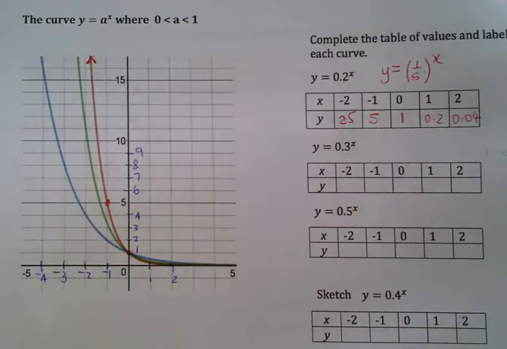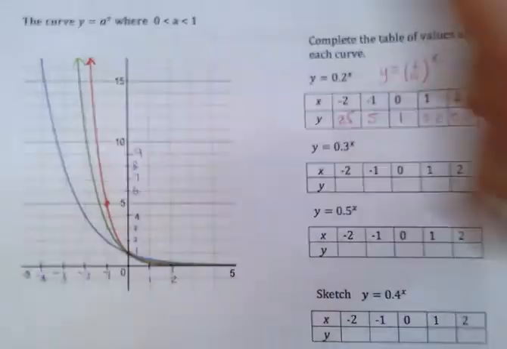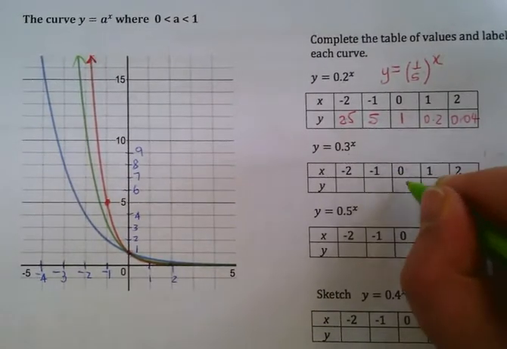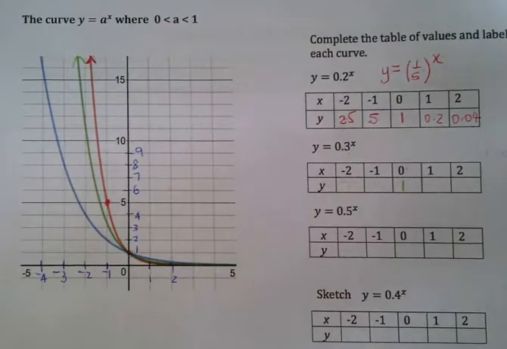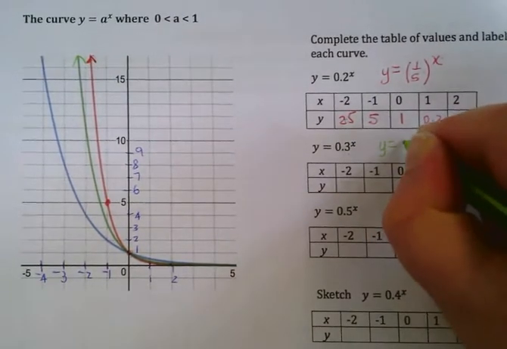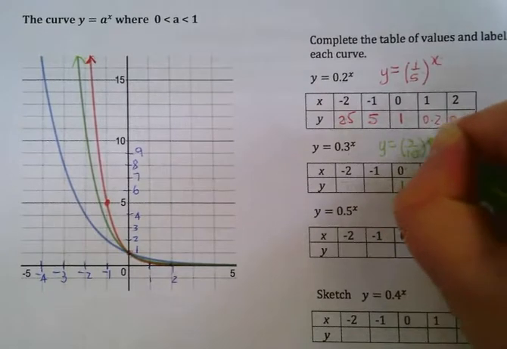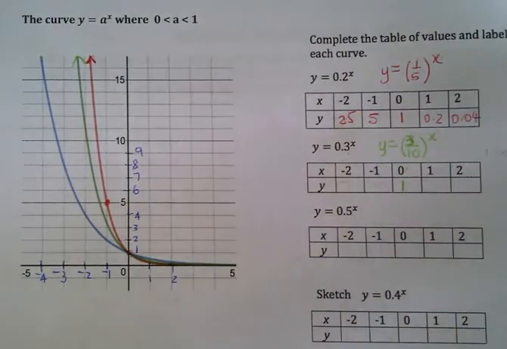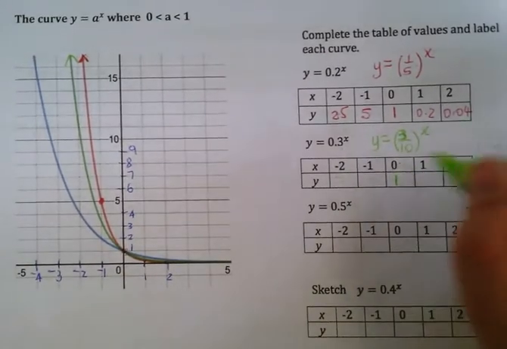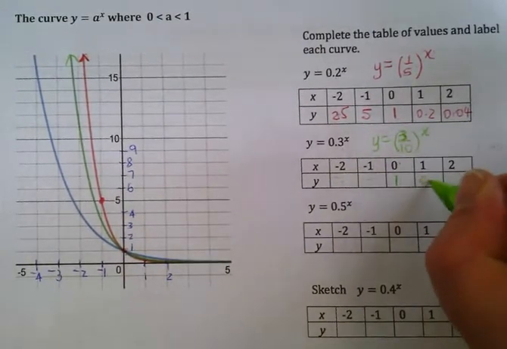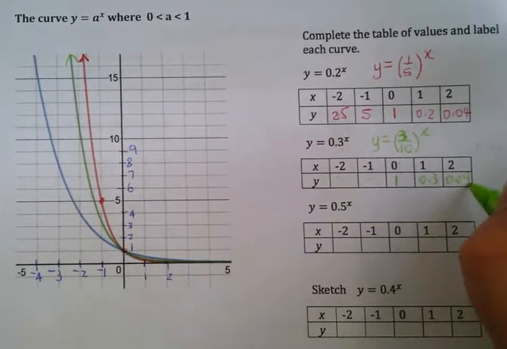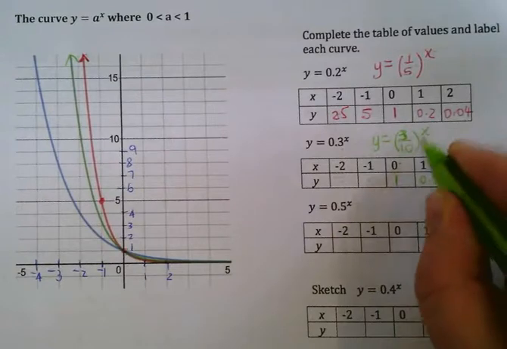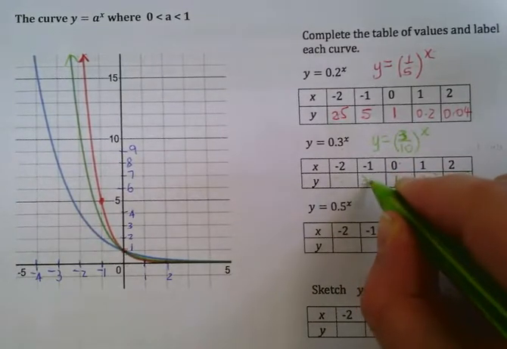Looking at 0.3 to the power of x, which hopefully is the green one. When x is 0, y is 1. I'm going to do the negative ones first. This graph could also be written as y equals 3/10 to the power of x, so it's a fraction to the power of x. When x is 1, you get 0.3. When x is 2, you get 0.09. Anyone got these? You should get 3 1/3 for this one. I'll just go 3.3 recurring.